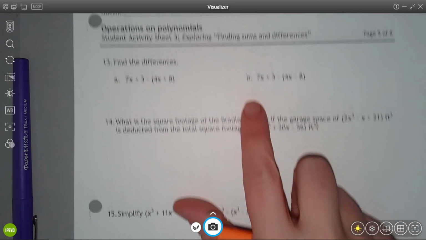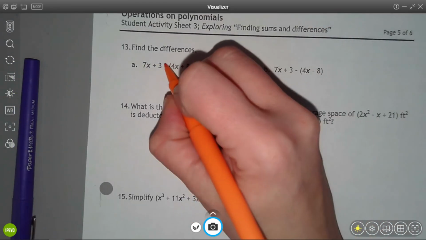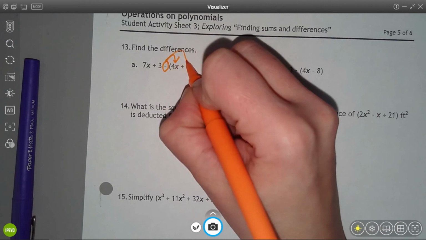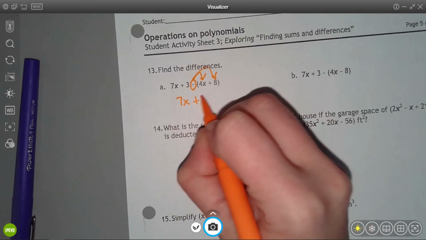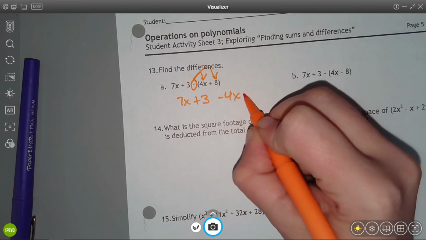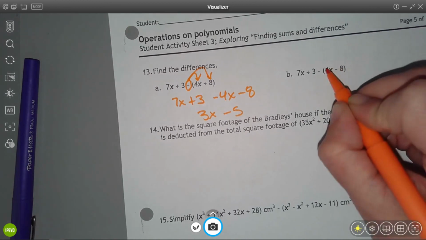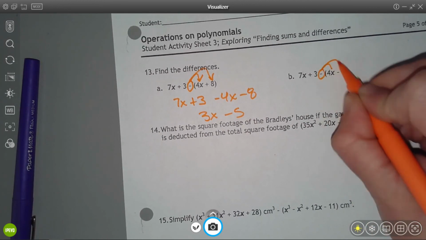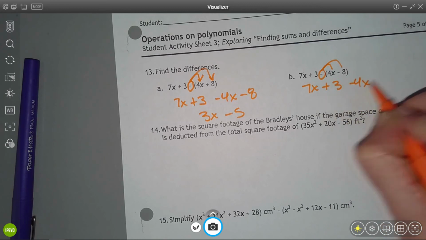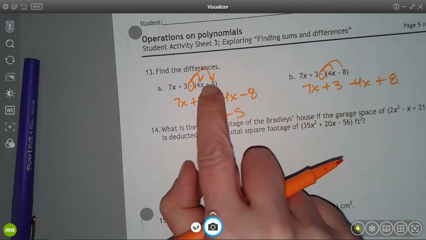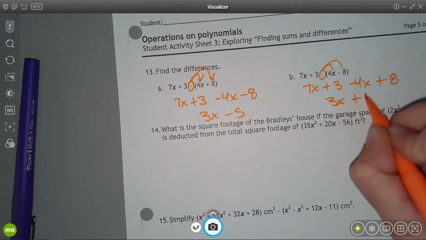Going to question 13. When we go through this, again, this one's got a negative we need to distribute. We've got 7x plus 3 minus 4x minus 8. And when I combine that together, I get 3x minus 5. Over here, take this negative, distribute. I get 7x plus 3 minus 4x plus 8. You see what the difference in that back did there? That gives me 3x plus 11.